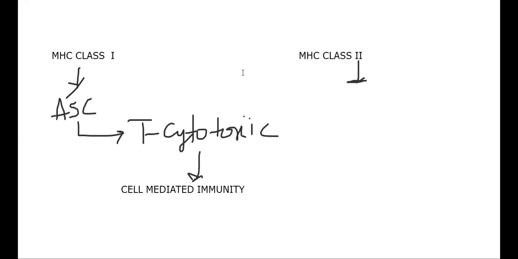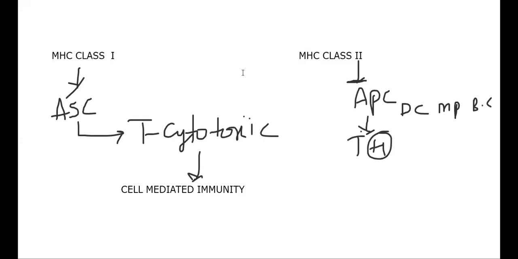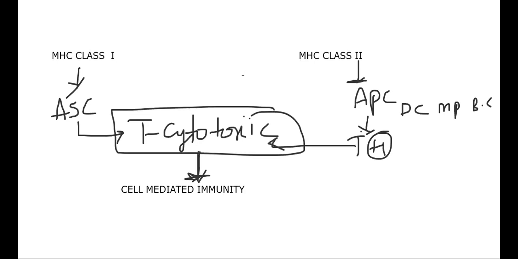MHC class 2 is present particularly in the APCs, the dendritic cells, macrophages or B cells. They present to the T helper cell, and the T helper cell presents to the T cytotoxic cell, which leads to cell-mediated immunity. This skeleton is very important to understand the cell-mediated immunity patterns. Now let's move to our chart to learn this.